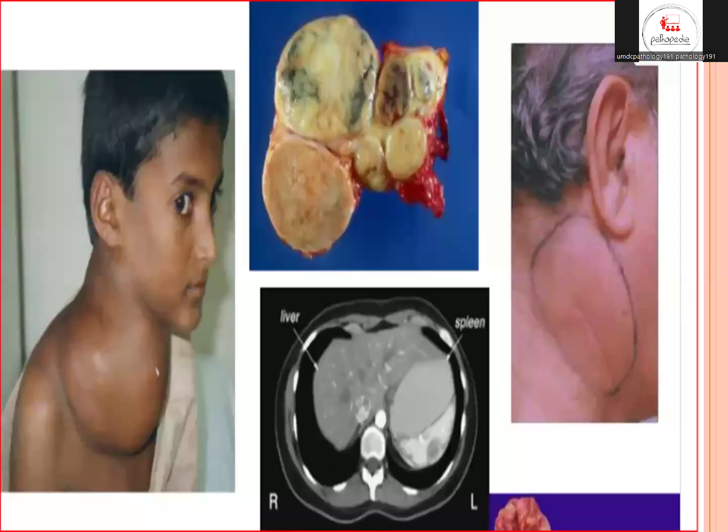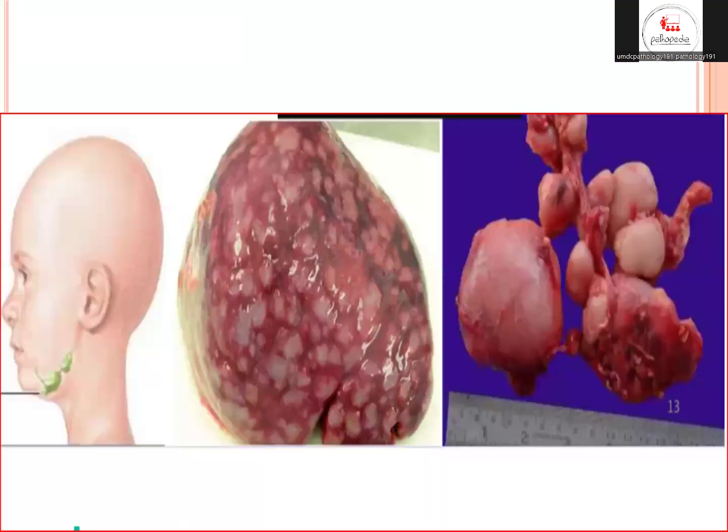These are the gross pictures of the clinical appearance in Hodgkin lymphoma cases, like the picture shows neck enlargement and a mass in the neck. This is the gross picture after surgery of the lymphoid tissue, the mass containing Hodgkin lymphoma.